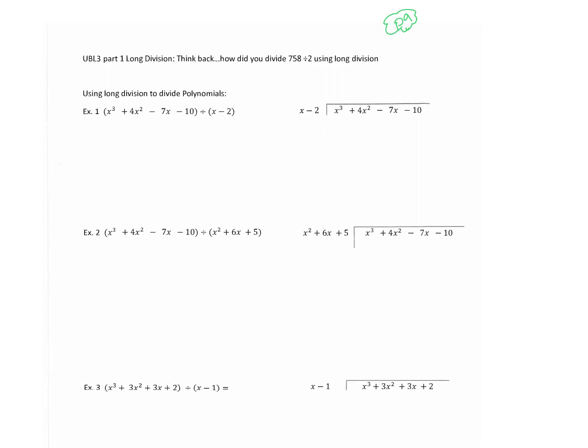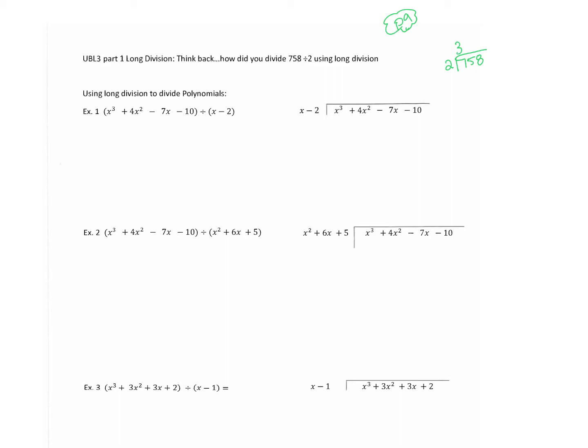So first of all, 758 divided by 2 in our example, the 758 is our dividend. It goes underneath our division symbol. The 2 is our divisor, and it goes out in front. Our answer is called a quotient. So you would see how many times 2 goes into 7. It goes in 3 times. So you'd write that answer at the top.